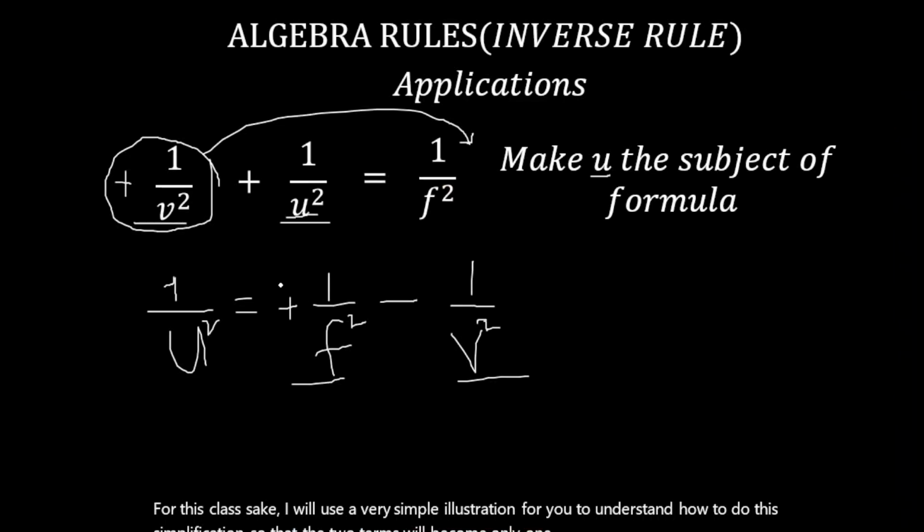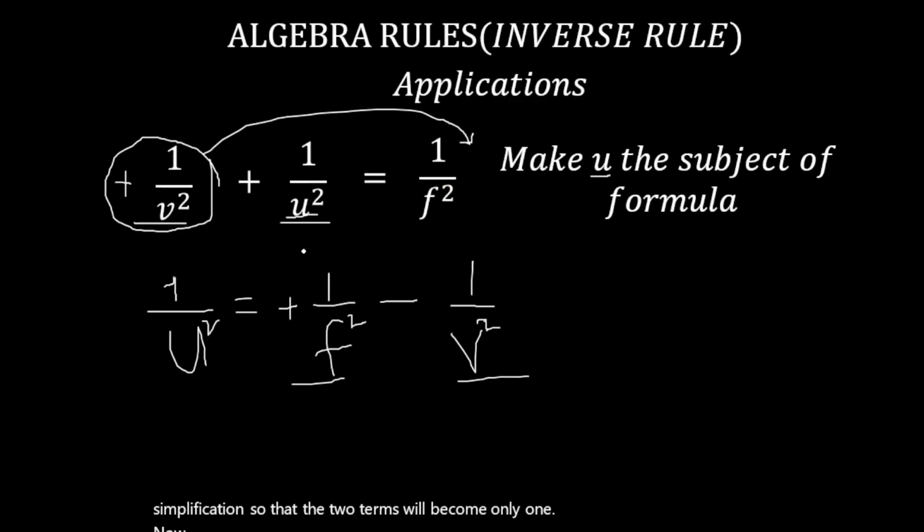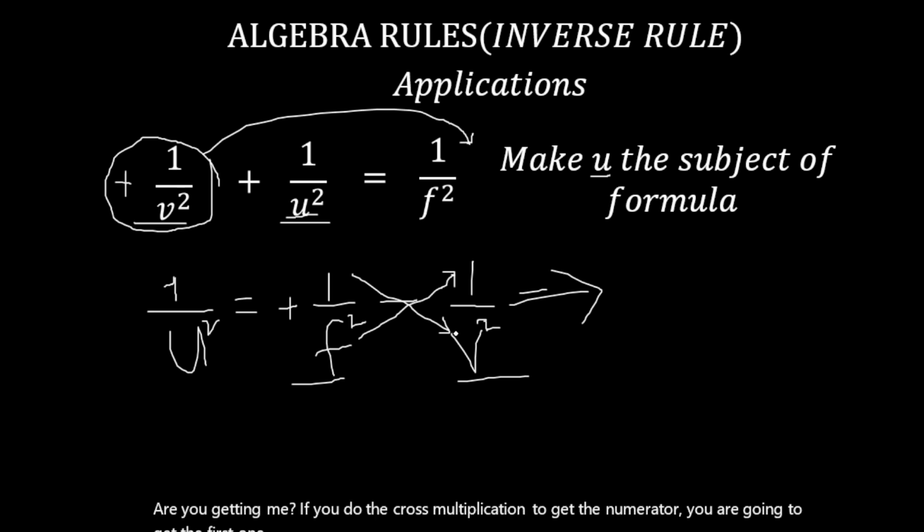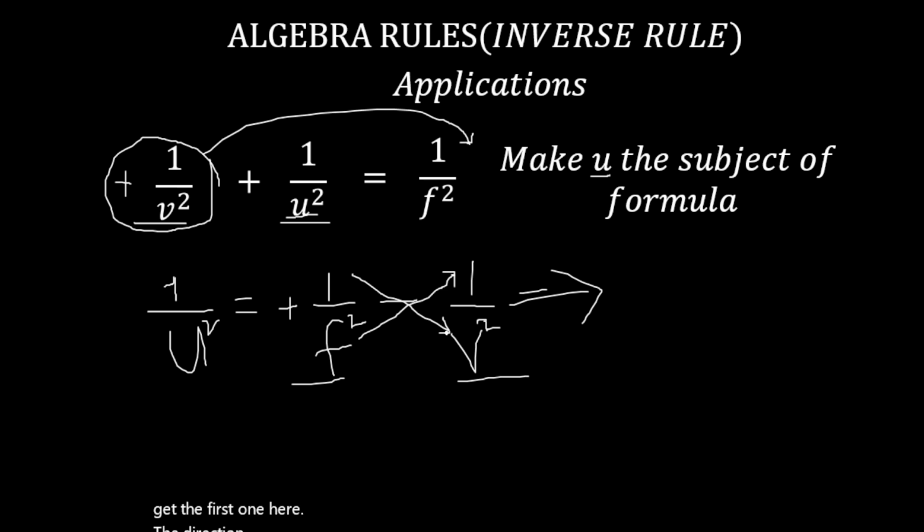Now, how will this become only one? What you need to do is to do what we call cross multiplication to get the numerator. Are you getting me? If you do the cross multiplication to get the numerator, you are going to get the first one here. The direction of this arrow is somehow not appealing to me, but please forgive me for that.